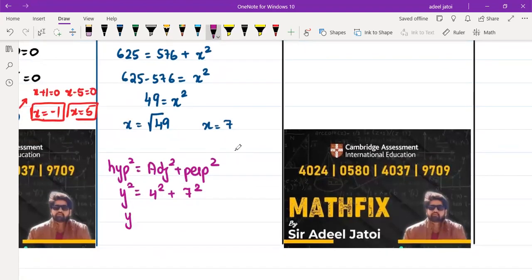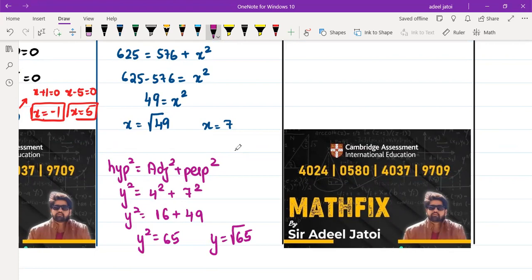So this would be y square is equal to 4 square, which becomes 16, plus 7 square, which becomes 49 again. So 16 plus 49, this becomes y square as 65. Y square is 65. Y will be under root 65. The answer for y will be under root 65.